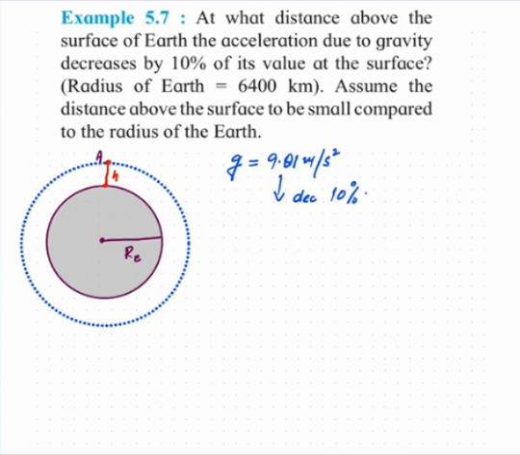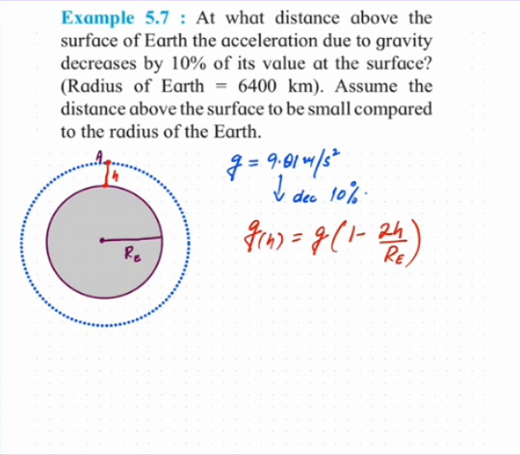Now again I'm going to use the equation for the acceleration due to gravity at some height. So I will be using the equation g_h = g(1 - 2h/R). This equation is important because you will see that most of the questions will be solved using it. Now we have to get the value of this g_h.